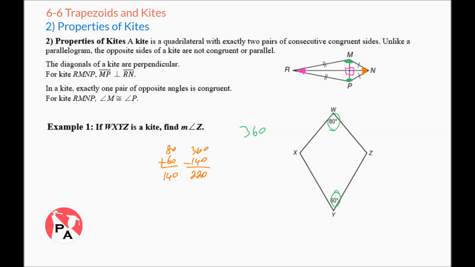Remember the property: exactly one pair of opposite angles is congruent. In this case, that pair is these two angles, they're equal, and their sum is 220. If we divide it by 2, we can get one of their measures, which is 110 degrees. The question is about angle Z, it is 110.